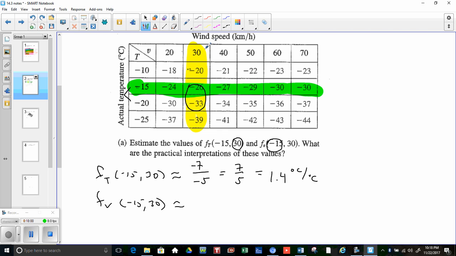Again, I'm just going to kind of use these two. We could have used 20 to 30. I'm going to use 30 to 40. So the, sorry, not the wind speed is changing. The wind chill is going to change -26 to -27. So that's down 1 over the change of the wind speed, which looks like it is a change of 10. So really what we get is -0.1 degrees Celsius per kilometers per hour. That's an interesting one. So that's really degrees Celsius hours per kilometer. That's weird.